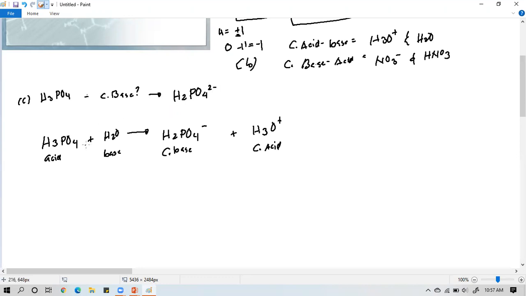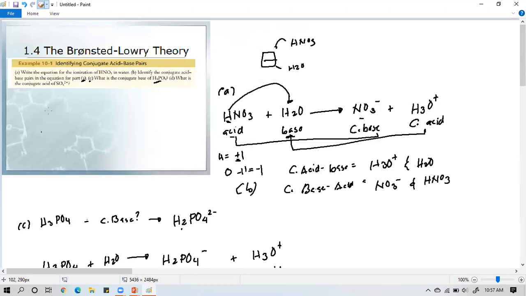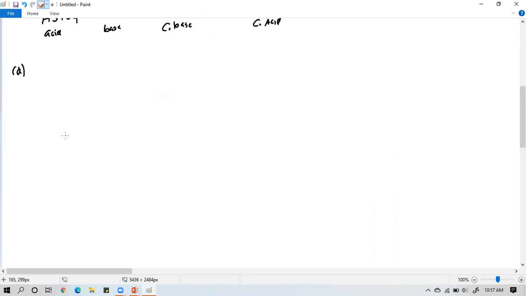Or para mas madali, you don't need to write this equation. Bawasan mo lang ito ng hydrogen. Ayan, you will generate a conjugate base. Okay? So letter D naman na tayo. What is our letter D? What is the conjugate acid of sulfate ion? Okay.